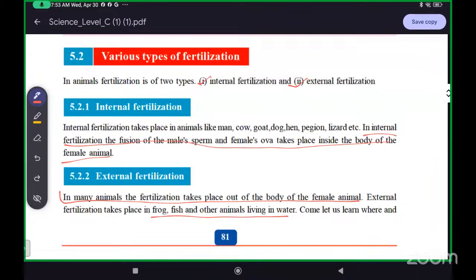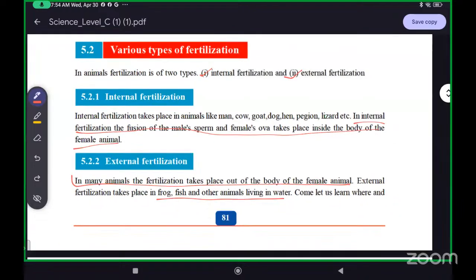Okay. So, we just read that in internal fertilization, the fusion of male sperm and female ova takes place in the body of the female animal. Okay. External fertilization examples are frog, fish, and other animals living in water.